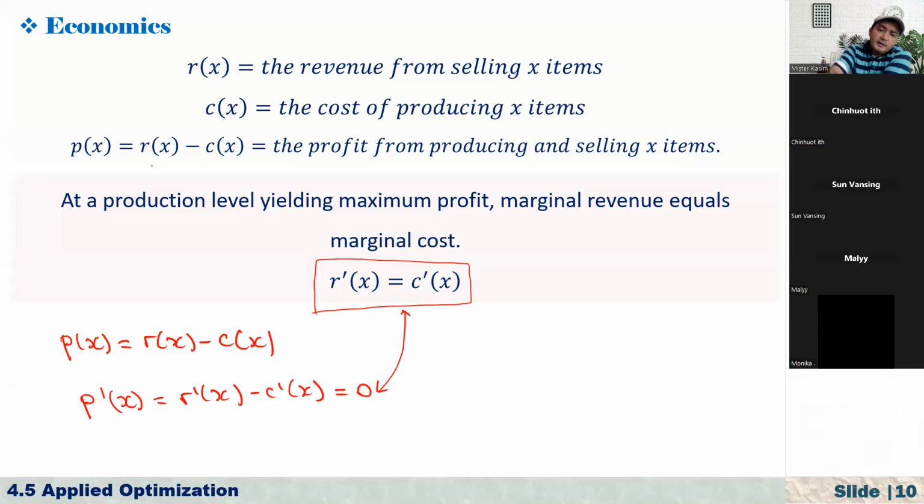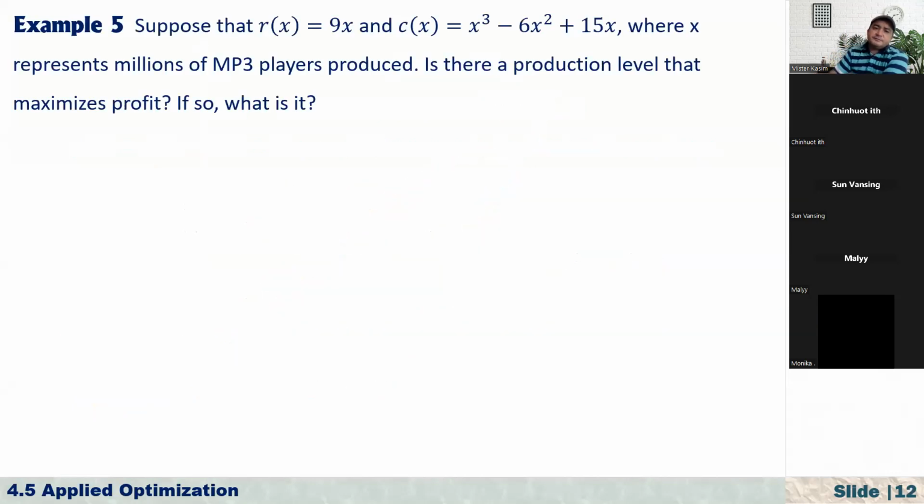Okay. One example for this, suppose that R of X equals 9X. This revenue is modeled by this equation. Maybe, let's say, we're talking about oranges, and one bottle is $0.9, right? If you sell X items, your revenue will then be 9 times X. Maybe you're selling in 10 pieces in a box.